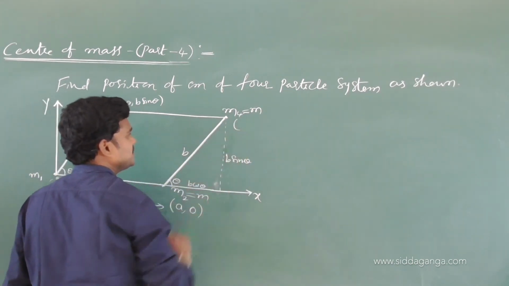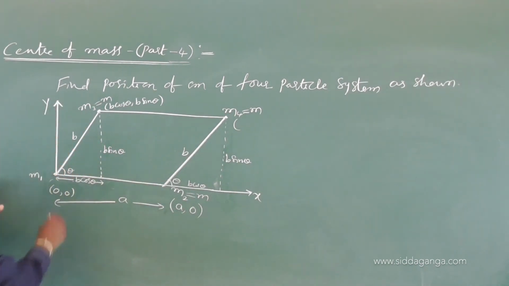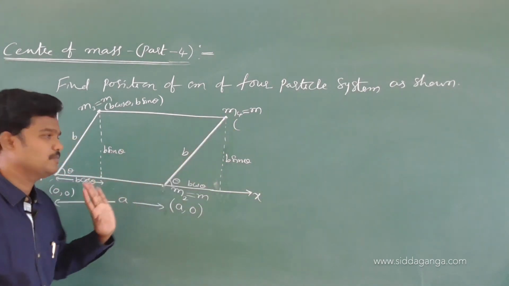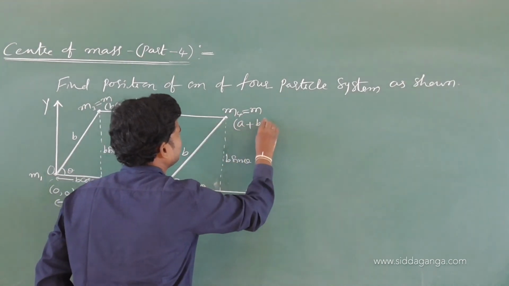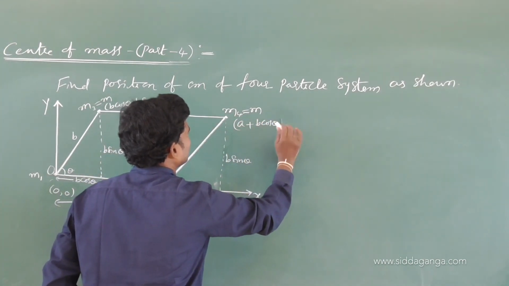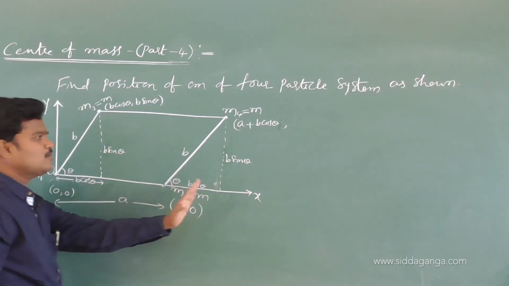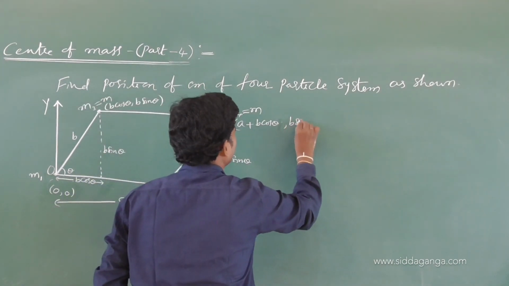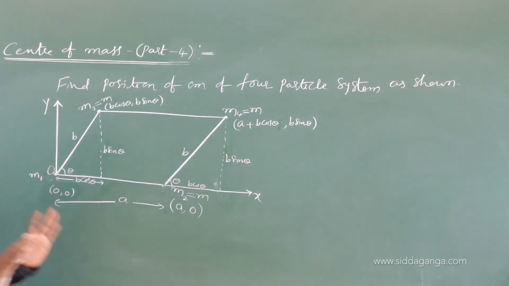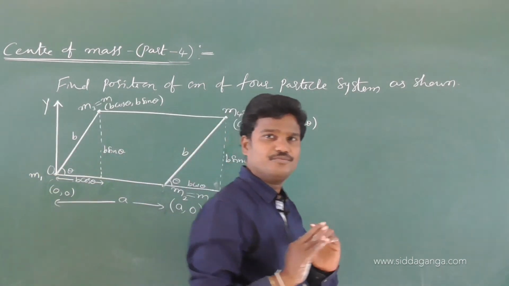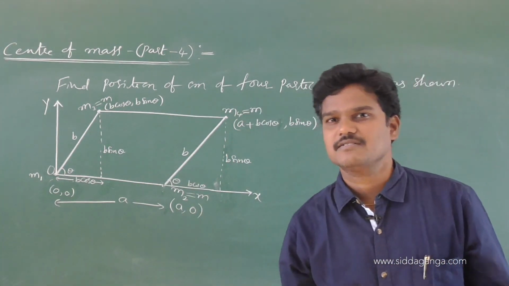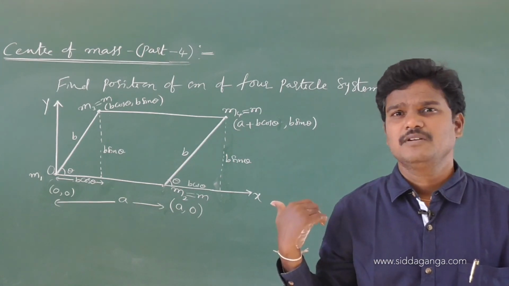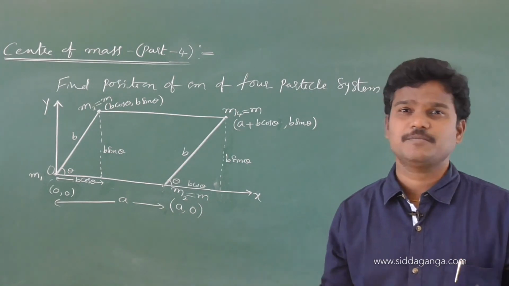Now the coordinates of this one, M4. From the origin, A plus B cos theta is the x coordinate for M4. Y coordinate remains the same, the height of that particle from the x axis is the same. So B sin theta. See, I got 4 particles and I got the coordinates of 4 particles. Once we got the coordinates, then we can solve XCM, YCM. Solve XCM and YCM for this problem, because next some cube will come, 8 coordinates, 8 particles.